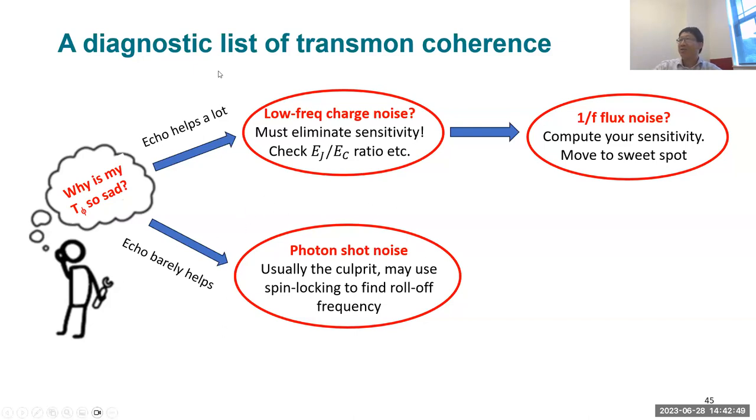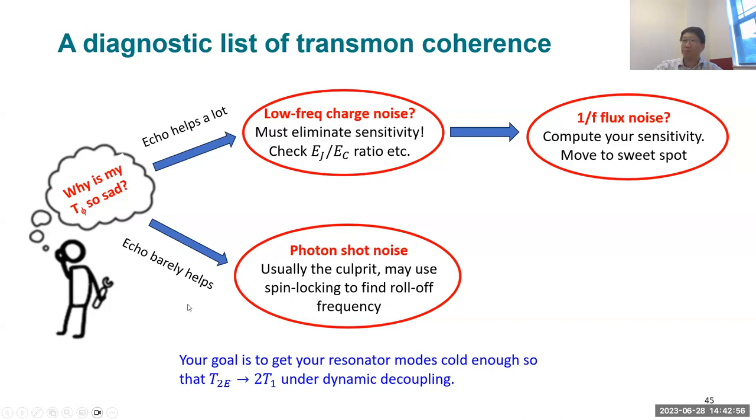And this is generally the picture for considering the pure dephasing problem in your qubit. Your goal is really to get your resonator modes cold enough so that your T2 echo is close to 2×T1 under dynamical decoupling. You should be able to dynamically decouple relatively easily to get to the 2T1 limit, assuming you are doing a good enough job on the photon shot noise part.